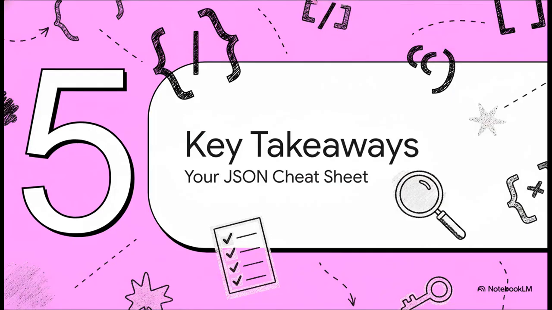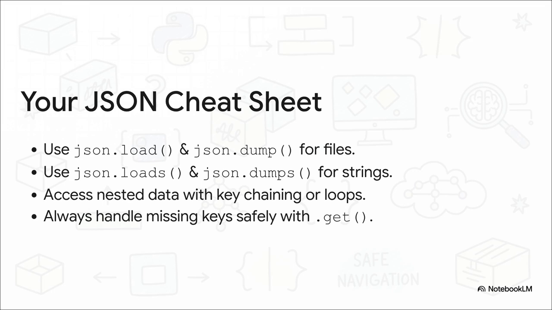Wow, we have covered a lot of ground in a really short amount of time. So let's wrap this all up with a quick recap of the most important things to remember. Think of this as your personal JSON cheat sheet. First, always remember the S rule. Load and dump are for files, loads and dumps are for strings. Next, to get at nested data, you chain your keys, and for arrays of data, you use loops. And maybe the most important rule of all, always use the .get method to access data safely. It'll keep your programs from crashing.